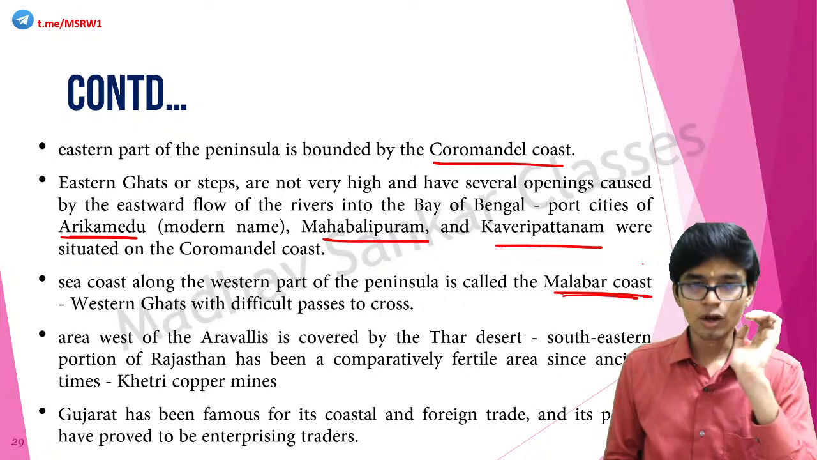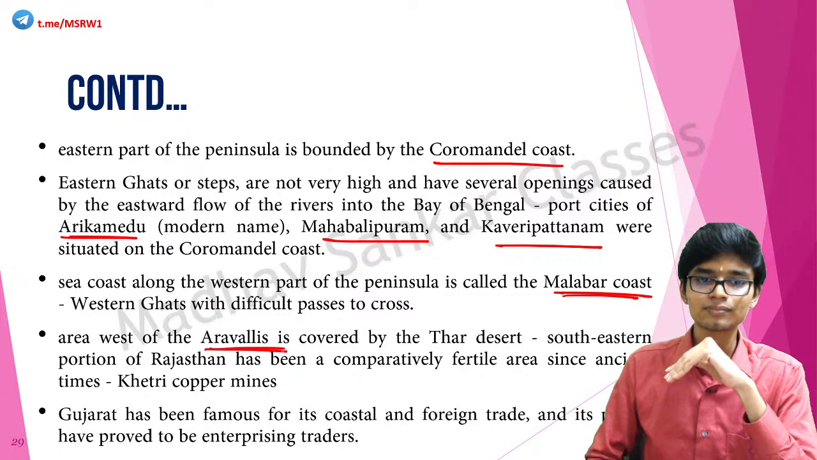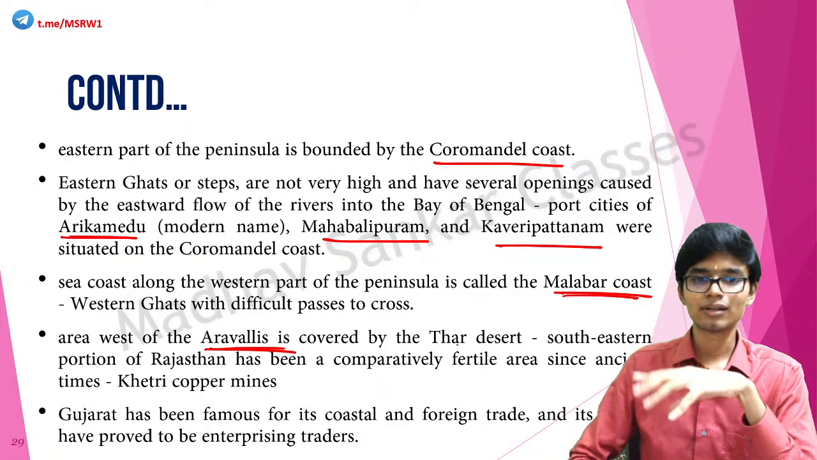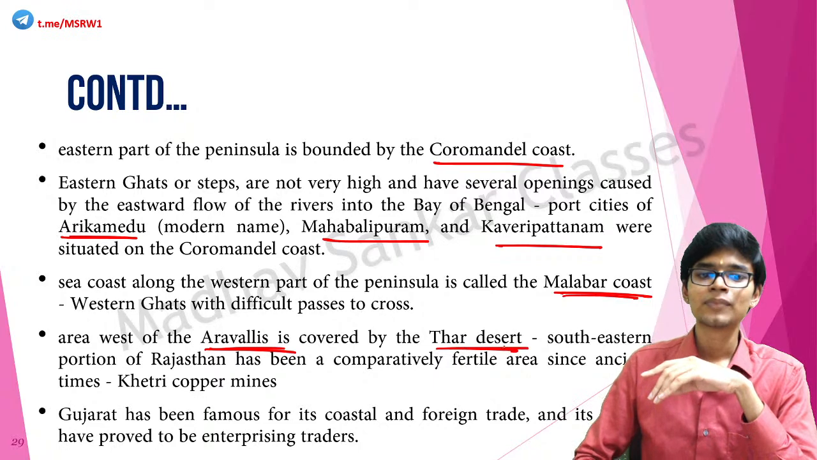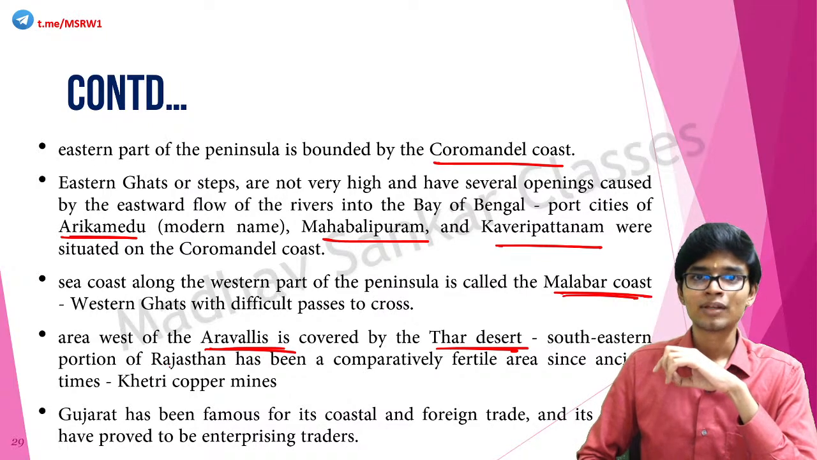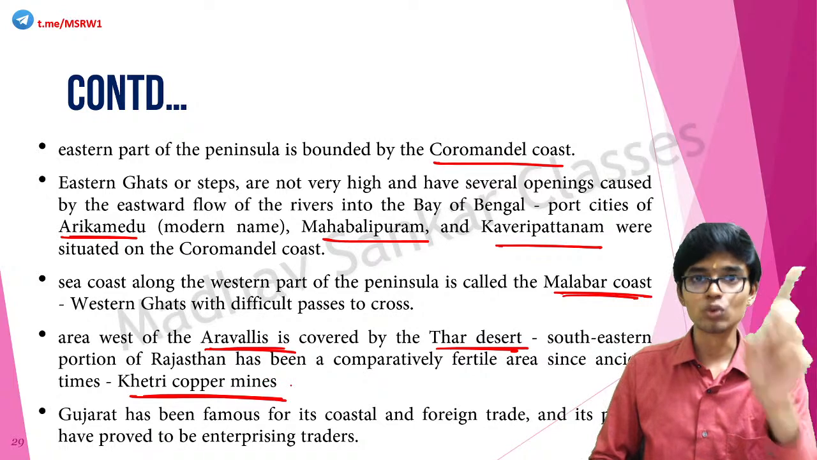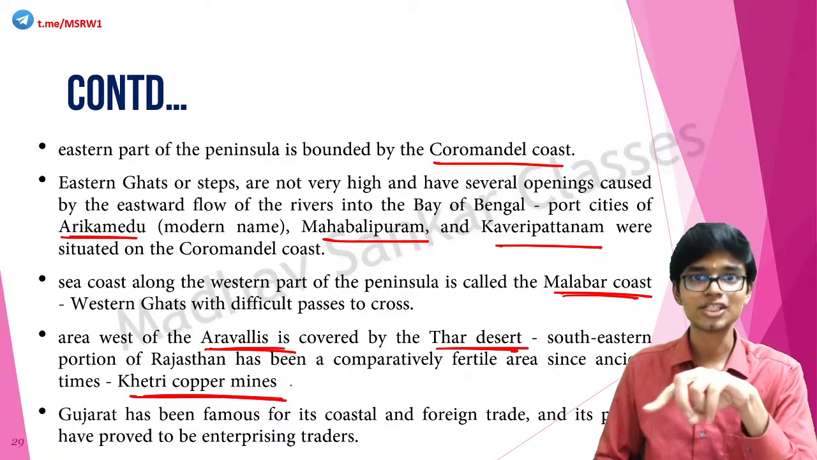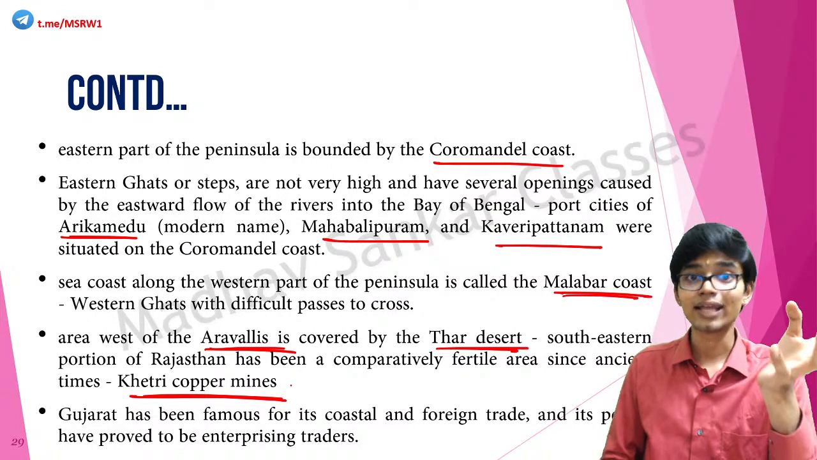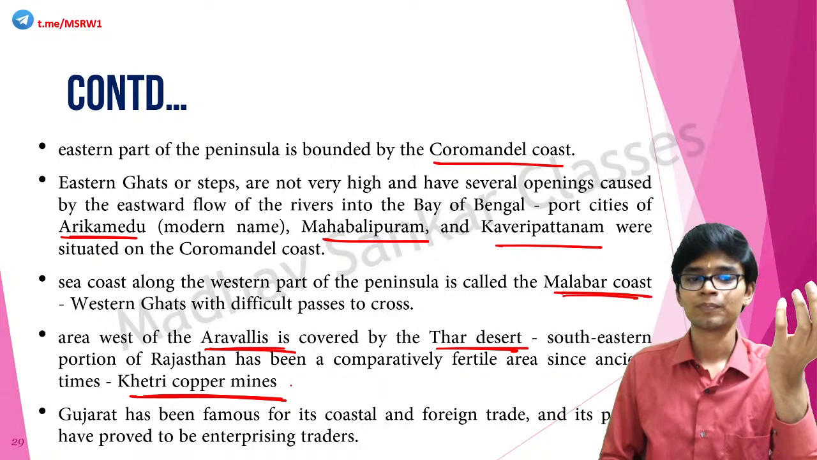And towards the north, in the Rajasthan region, we have the Aravallis. Most of it is covered by the Thar Desert. The southern portion of Rajasthan has been comparatively fertile since ancient times. We also find the Khetri copper mines in Rajasthan. Harappans used to get copper from the Rajasthan region, and we right now have the Khetri copper mines. So Rajasthan is a region which has a lot of copper.